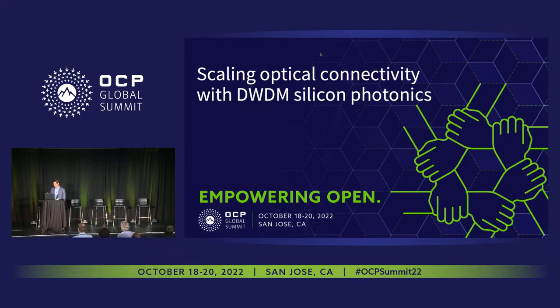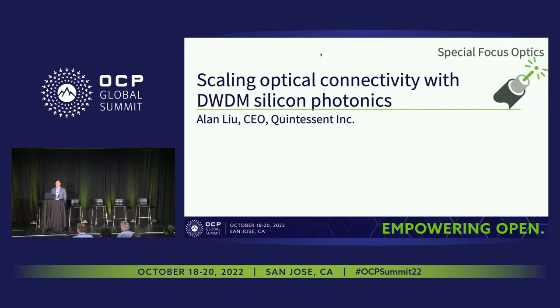My name is Alan Liu. I'm the CEO of Quintessent. I want to share a little bit about what we're working on. We're a startup, so we're looking a little bit further out than what some of the previous talks have talked about.